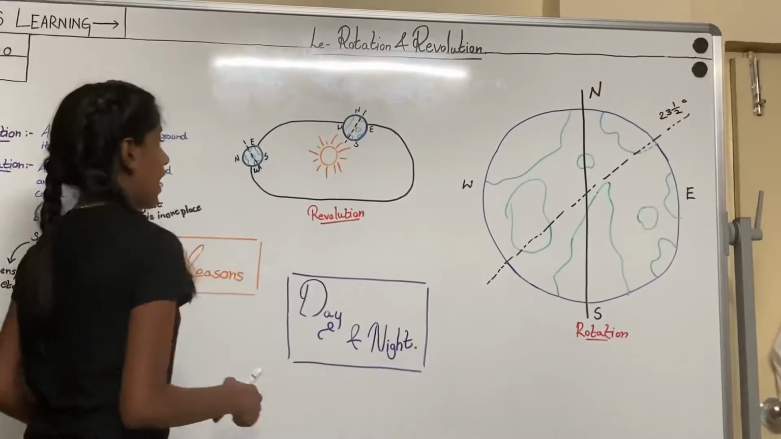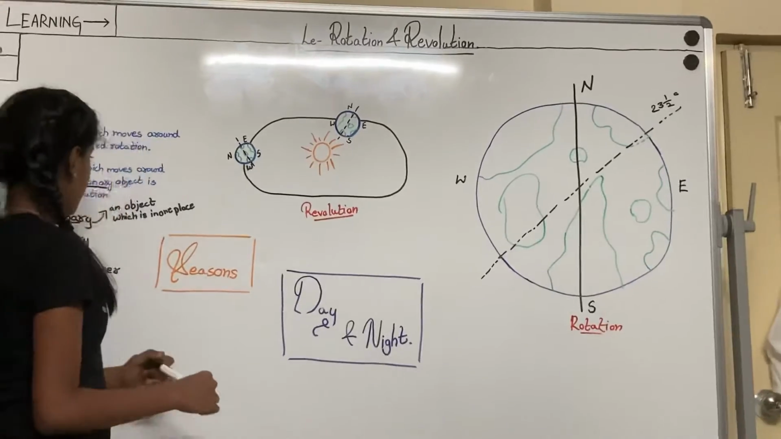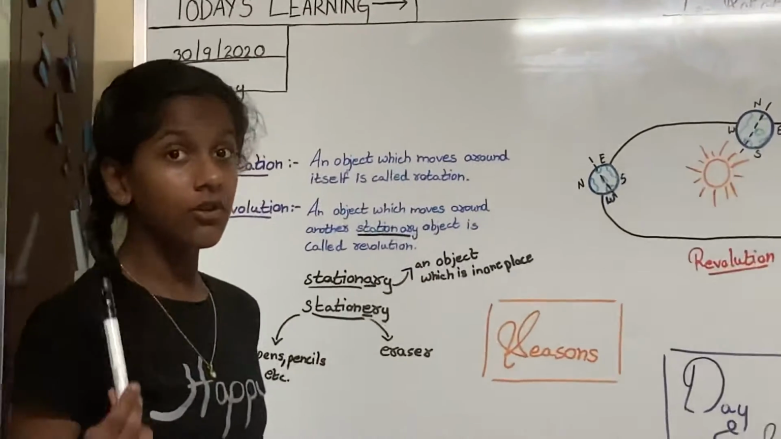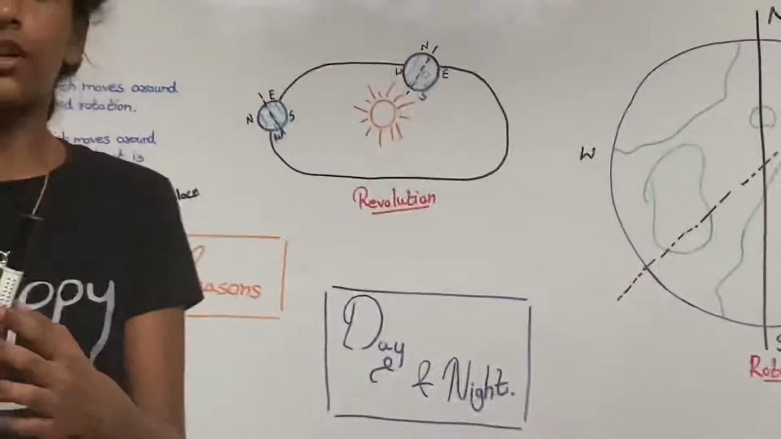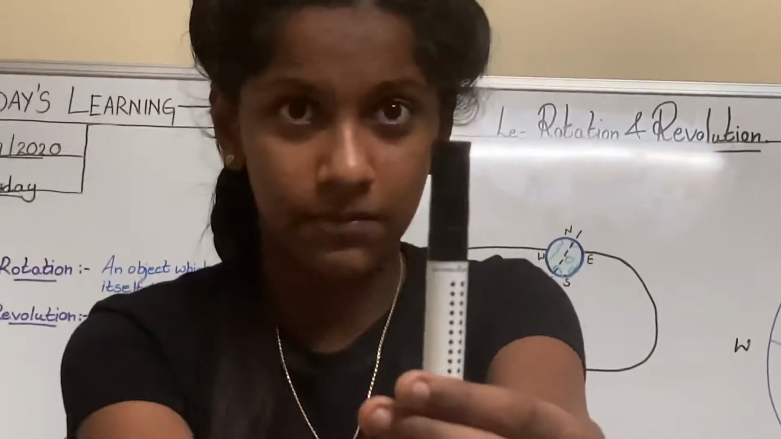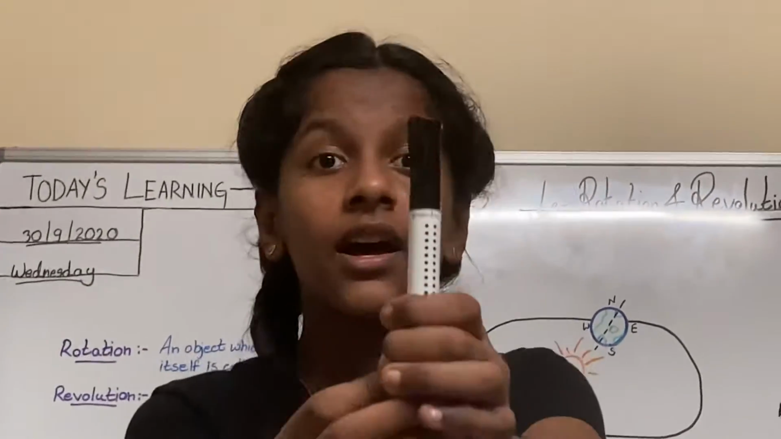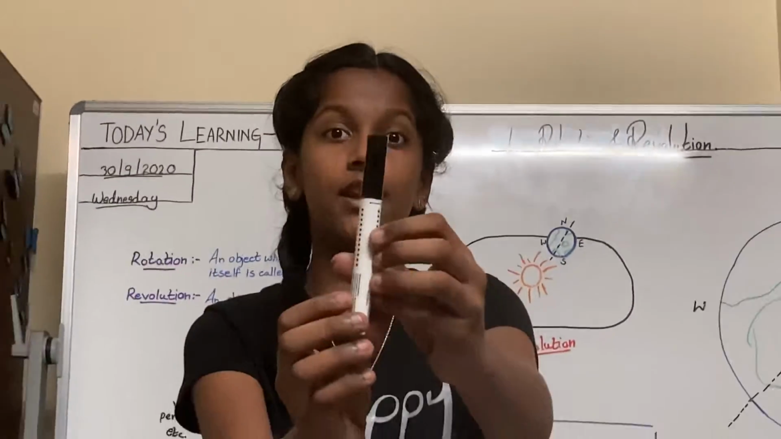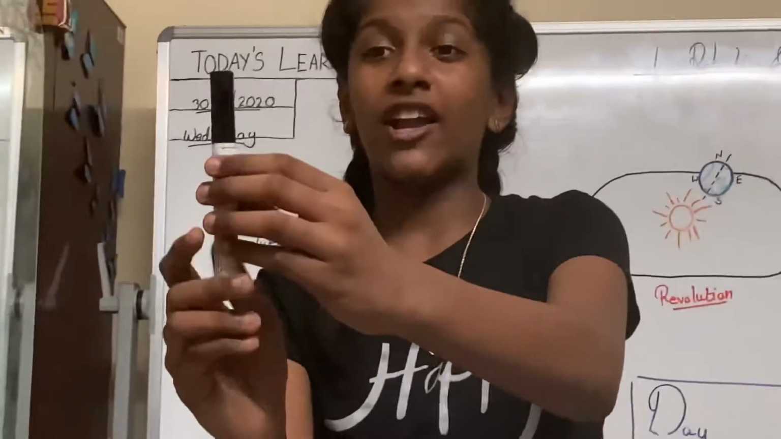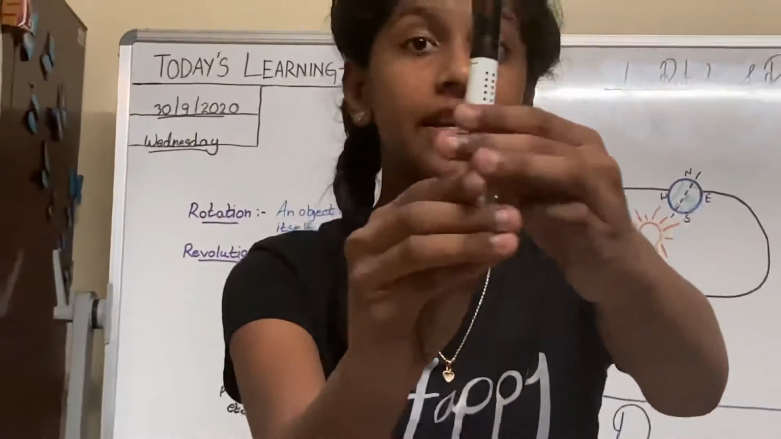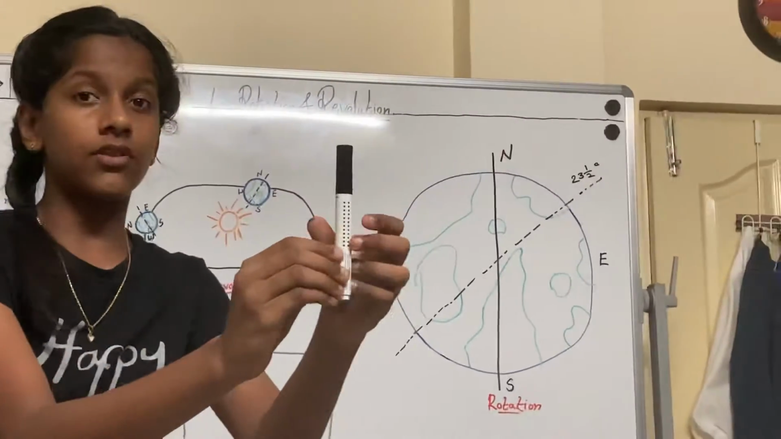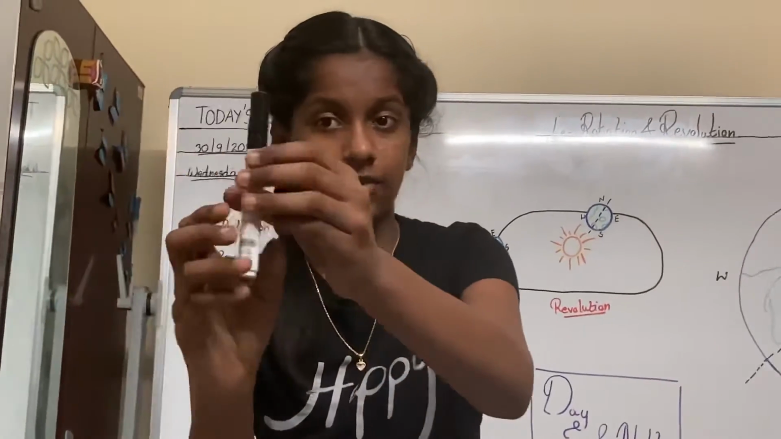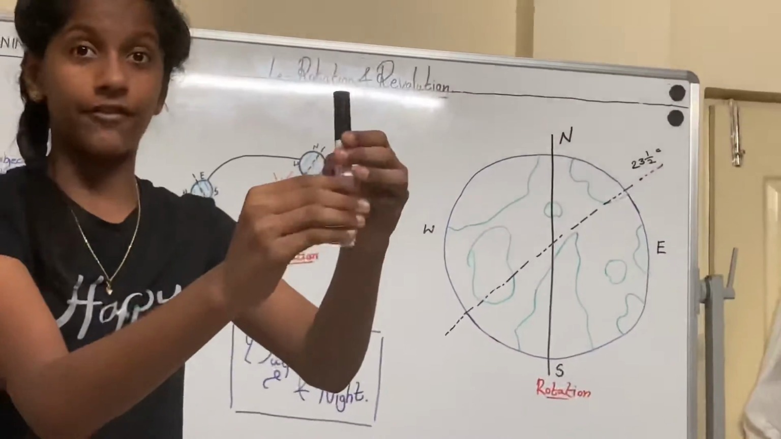Okay, let's see how does revolution work. Now, we have read the definition of revolution. Let me show how does revolution work. Now, I am going to take this same whiteboard marker and now think that it's the earth. I am rotating it. This is called rotation, right? Now, while rotating around itself, it revolves around another stationary object like this. Can you see? I'm rotating and revolving.